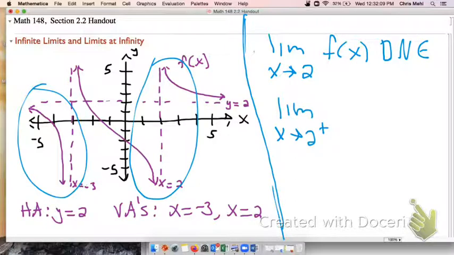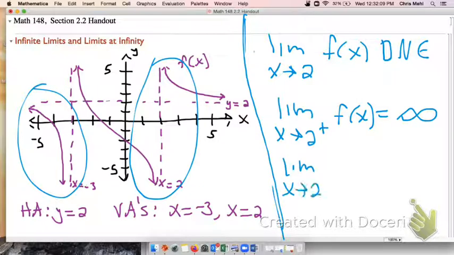If you approach 2 from the right on the x-axis, what's the function doing? It's growing and growing. It's becoming more and more positive, infinitely. So you could describe the right-hand behavior. You could say the function is getting more and more positive, or approaching infinity, as x approaches 2 from the right. You could also look at the left-hand limit.